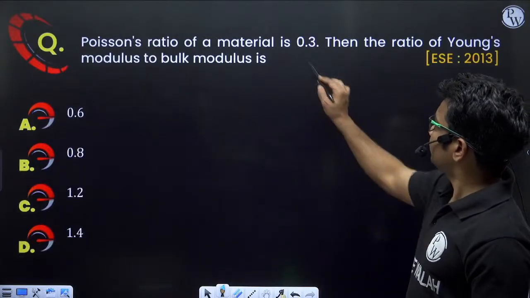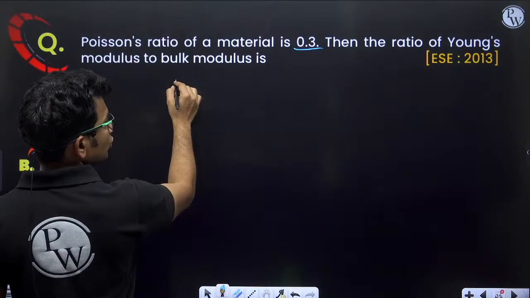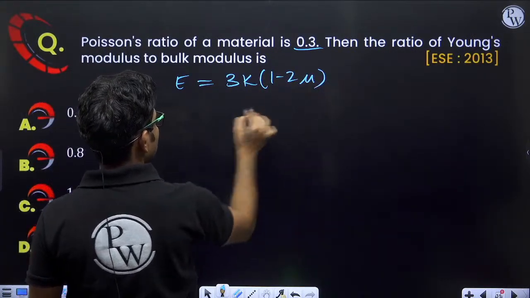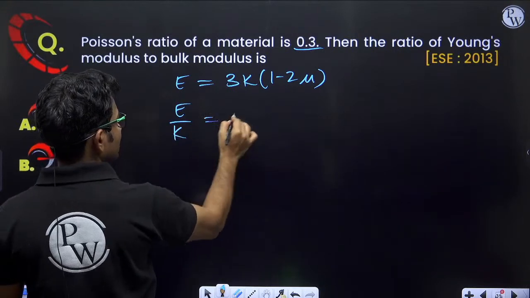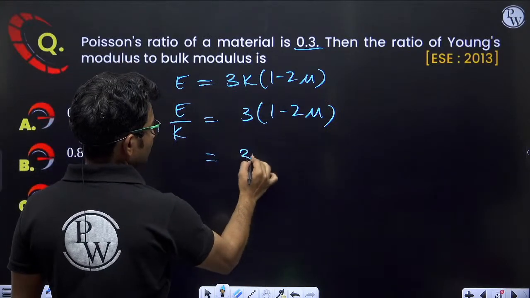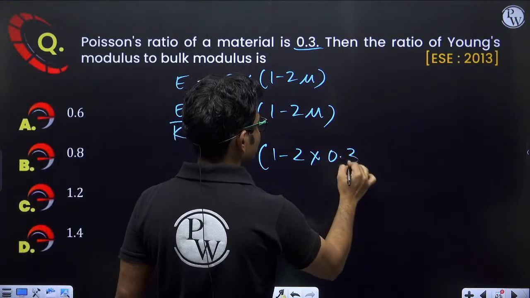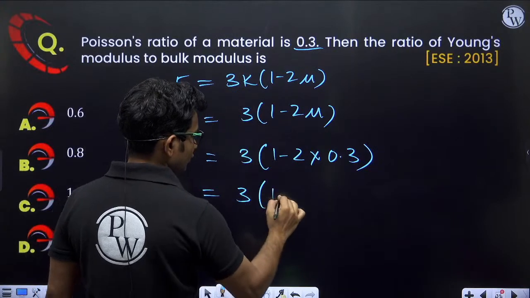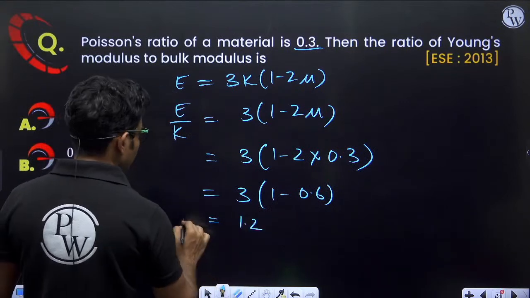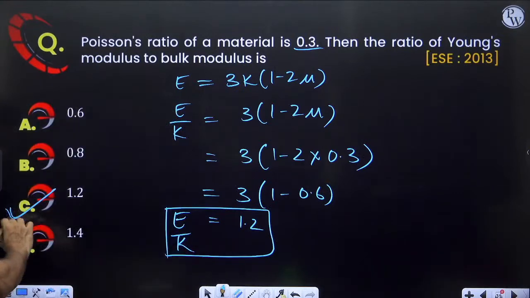Poisson's ratio of a material is 0.3. Okay. Then ratio of Young's modulus to bulk modulus. So Young's modulus is equal to 3K into (1 minus 2 mu). So E upon K will be equal to 3 into (1 minus 2 mu). This is the ratio of Young's modulus to bulk modulus. Mu value is 0.3. Okay. So 3 into (1 minus 0.6). So 3 into 0.4. 3 into 0.4 is 1.2. So E by K is equal to 1.2. Correct answer is option C.